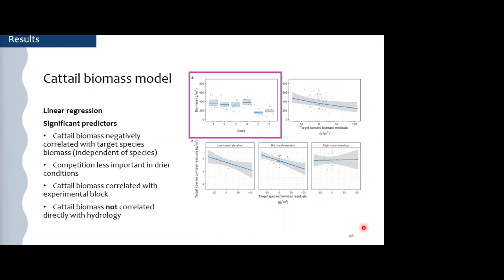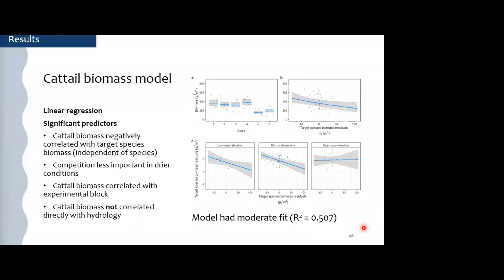Cattail biomass, on the other hand, was not directly correlated with soil moisture or marsh elevation. It was only correlated with this potential preparation effect. And this model accounted for about 50% of variation in cattail distribution. And these cattails were already on the site before the experiment, so there would have been some existing differences in their biomass that I wasn't able to account for.